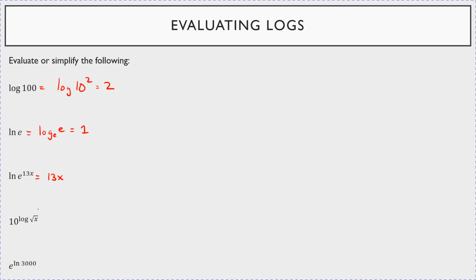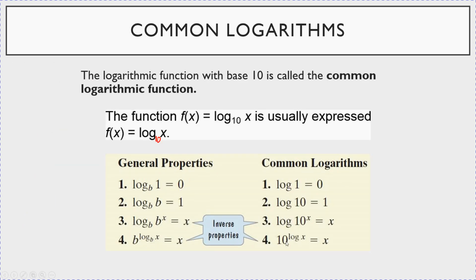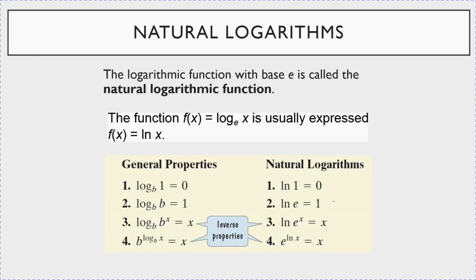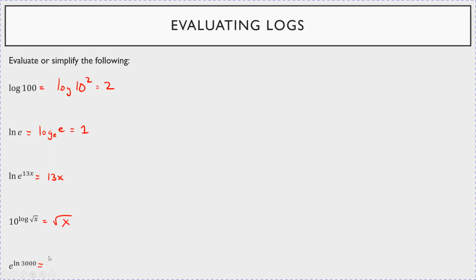10 raised to the log of the square root of x. Well, look. 10 raised to log of x is just x. So what do we have here? Think of this 10 and this log as canceling, and you're just left with the square root of x. And then it's the same thing here. e raised to the natural log of 3,000. e raised to the natural log of x is just x. So here it's just 3,000.